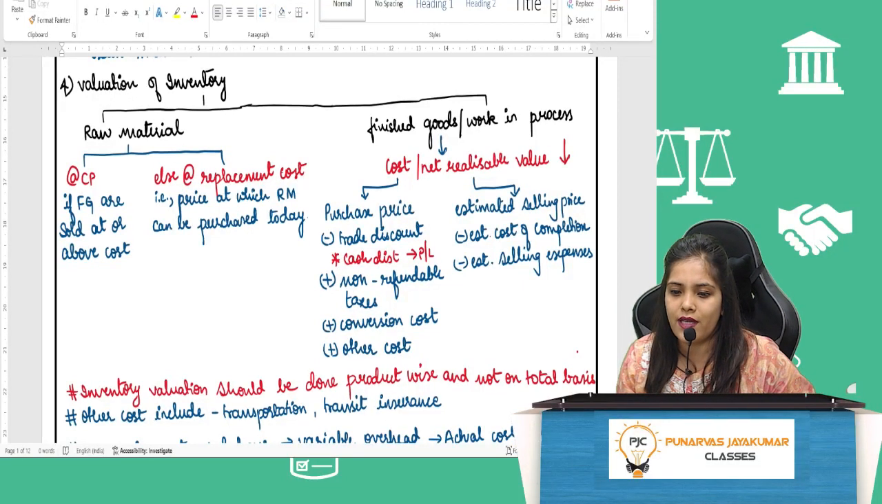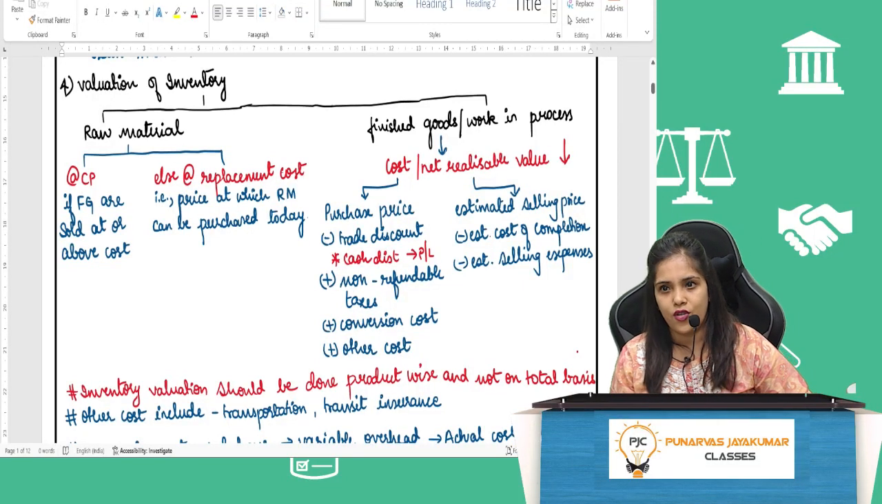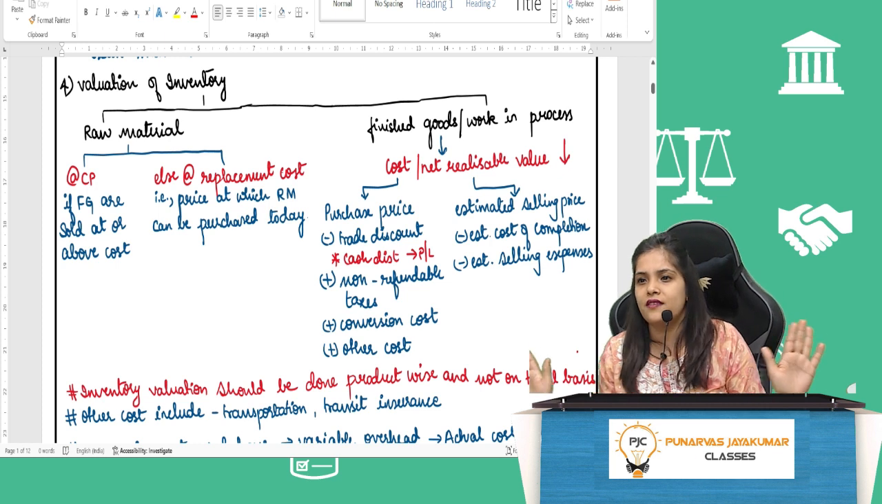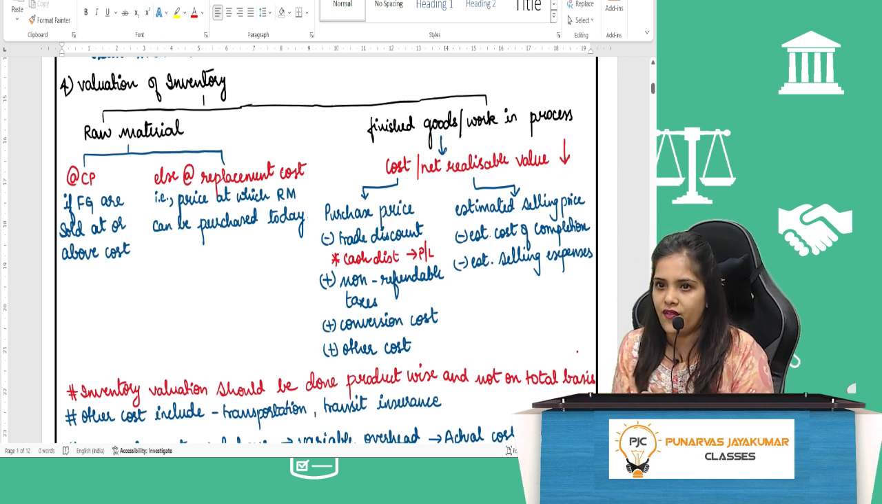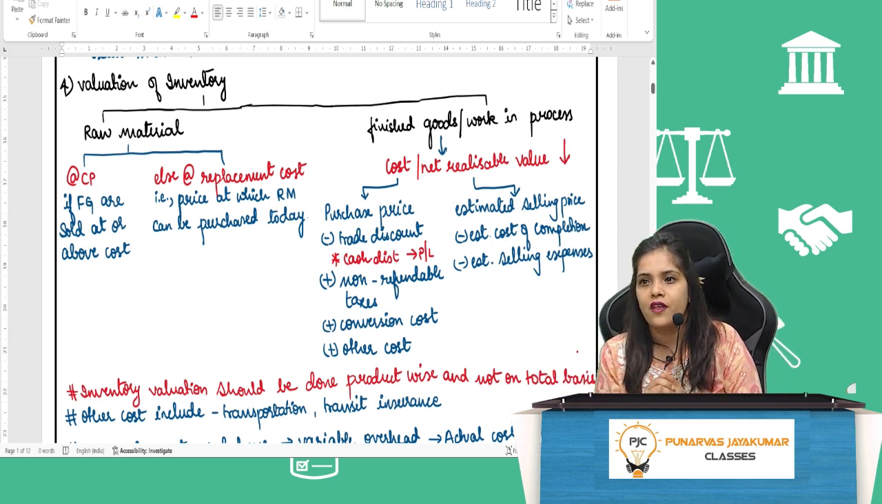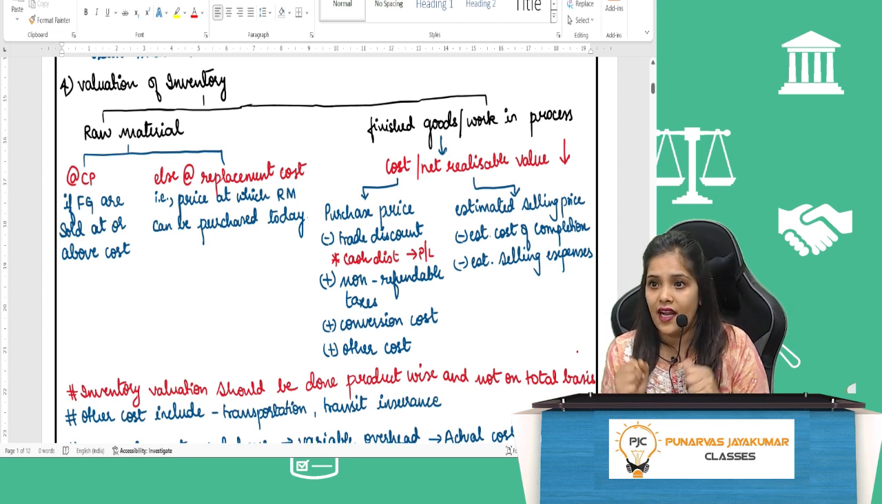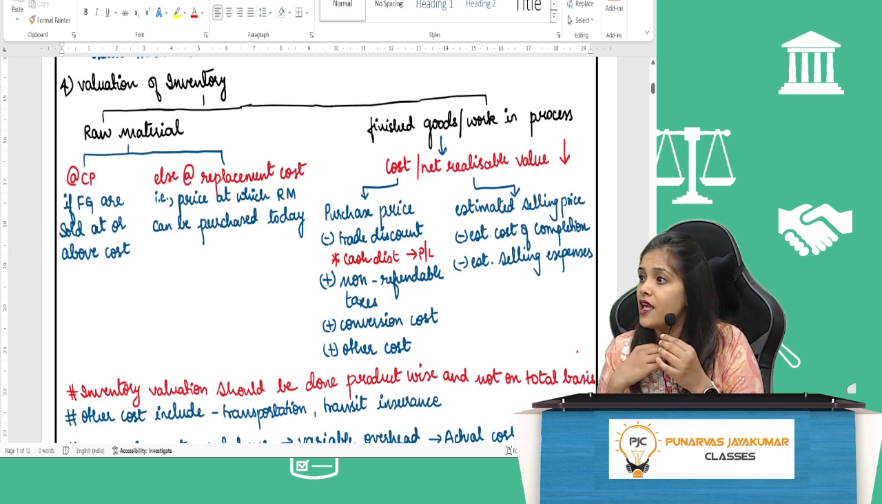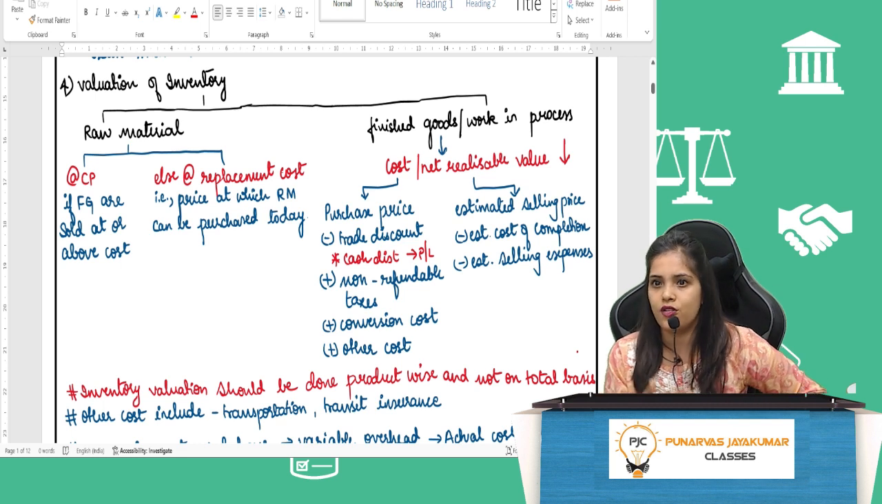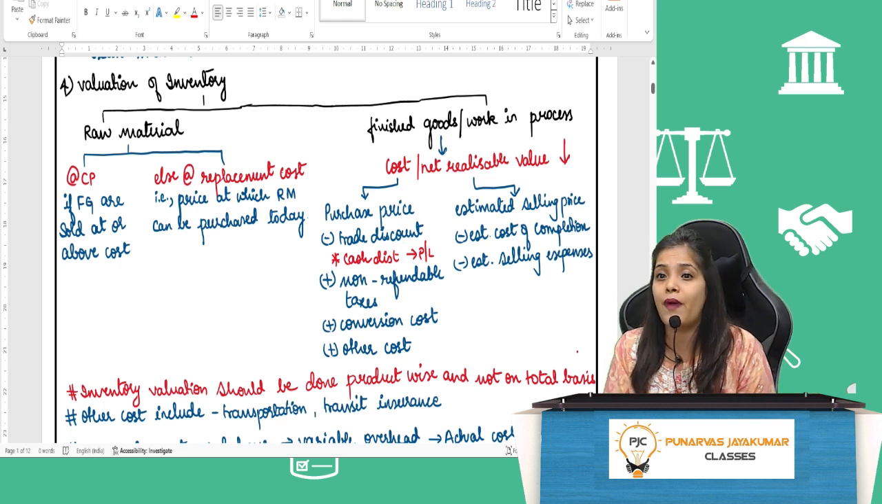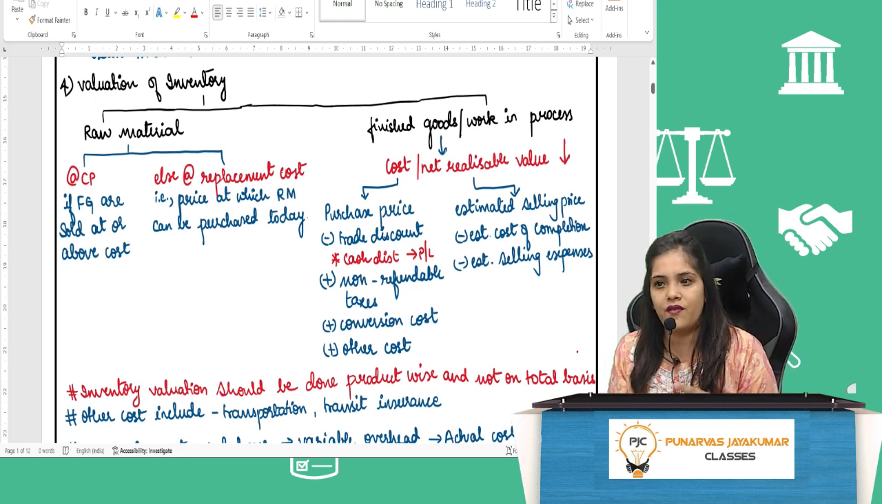Chalo, we'll quickly revise Accounting Standard 2. Accounting Standard 2 is very simple. Valuation of inventory. What is inventory? Assets held by the business in the form of raw materials, WIP and finished goods. It will also include spare parts, loose tools, consumables. They are also part of inventory. Even the packing material will be a part of inventory only.